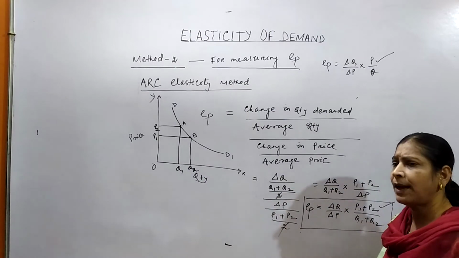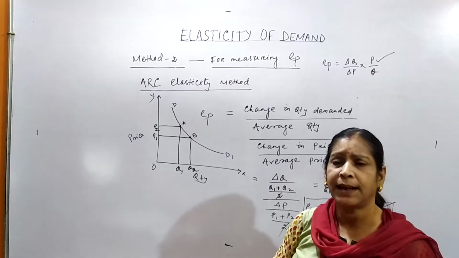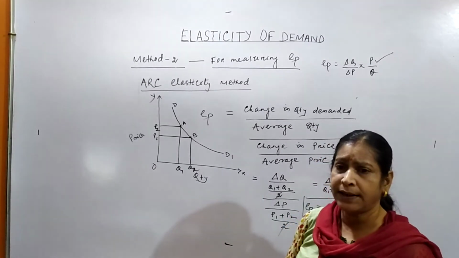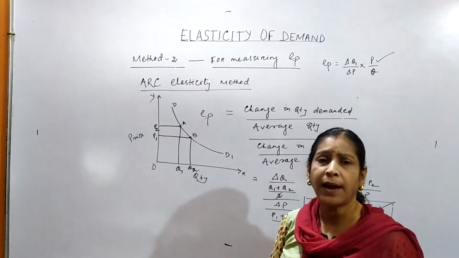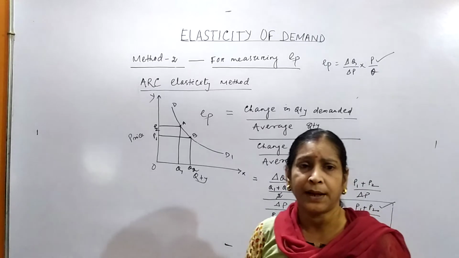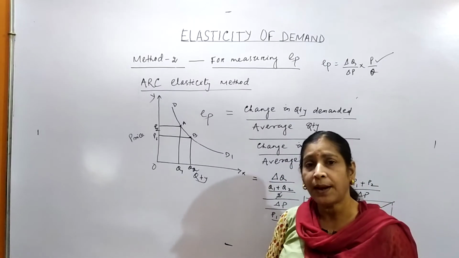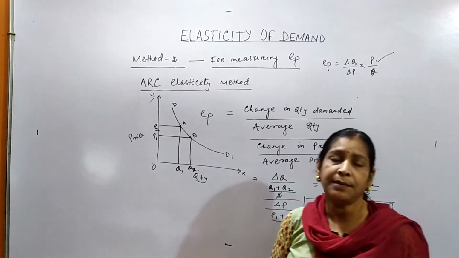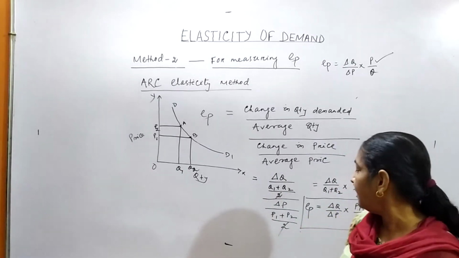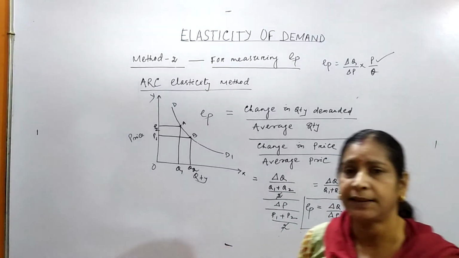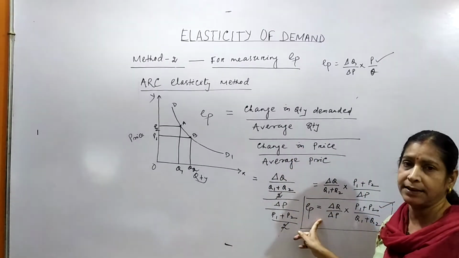in your exam, they will ask you, suppose the price of a commodity falls from rupees itna se rupees itna. For this, the quantity demanded increases from unit itna se unit itna. You have to calculate the price elasticity of demand. You see that the change in price and change in quantity are larger. So in this case, if the price and quantity change are relatively large, you have to apply this arc elasticity method.